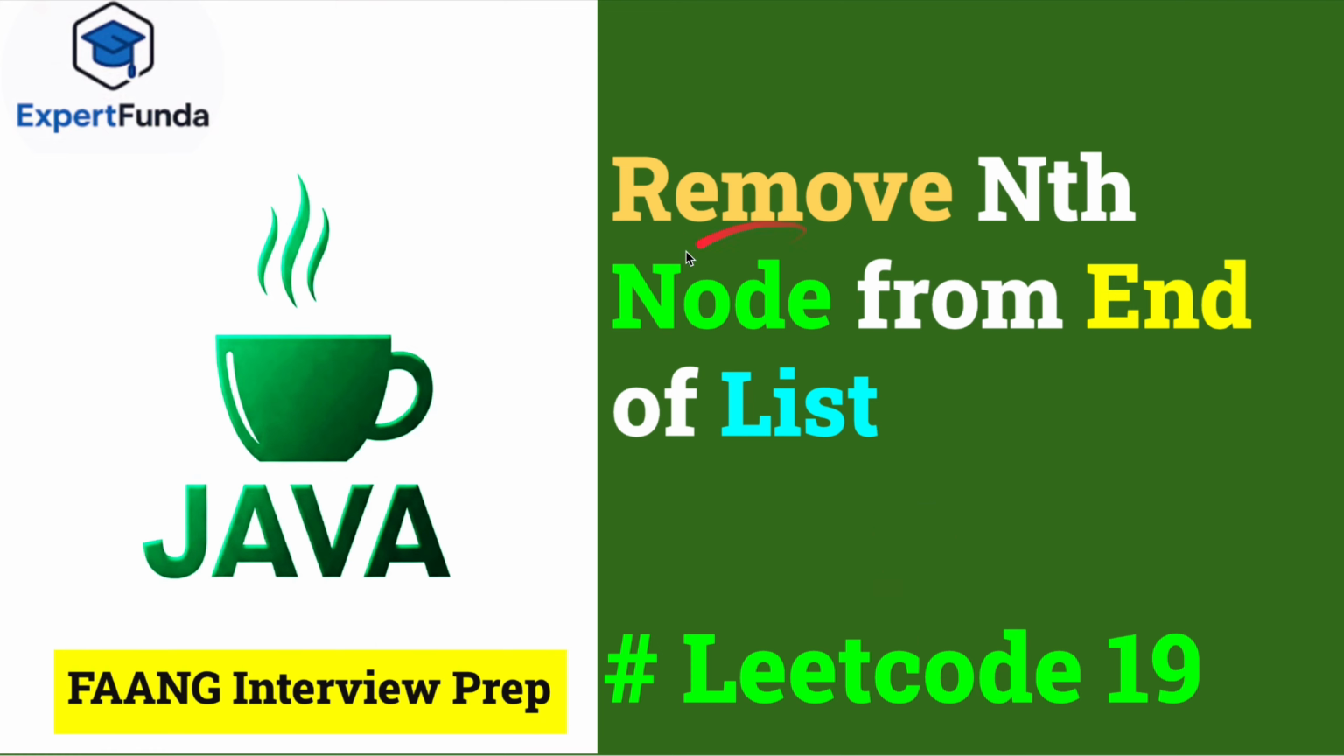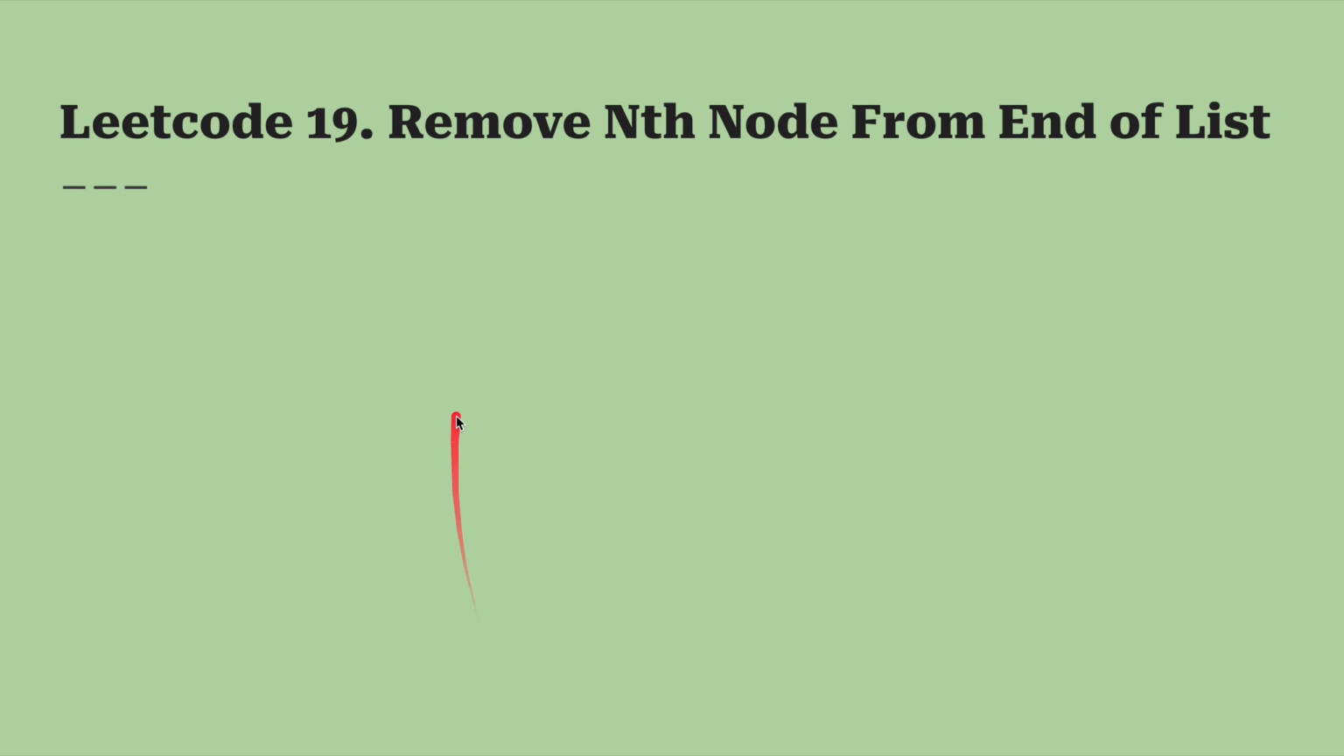The question is saying that we have to remove the nth node from the end of the list. This is the FAANG interview preparation list, where I have already uploaded a couple of videos and we'll discuss more about that. But before that, let's understand LeetCode 19.